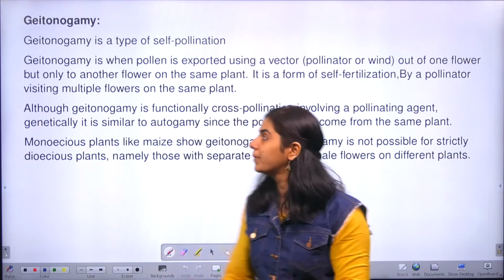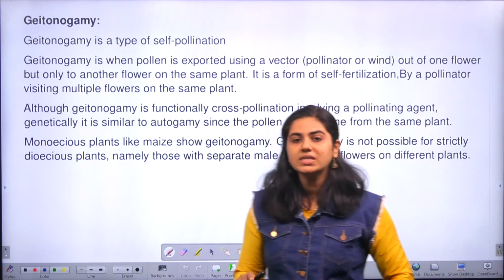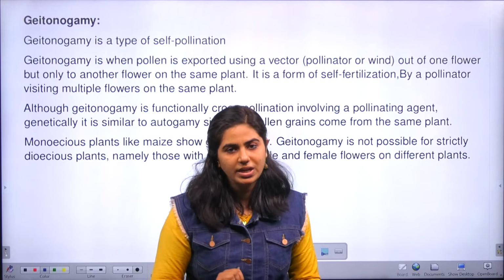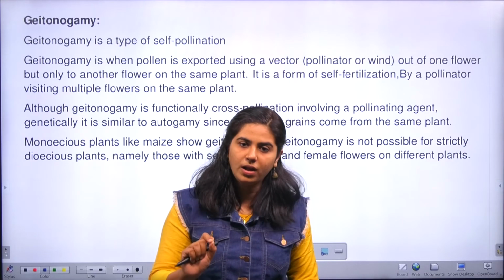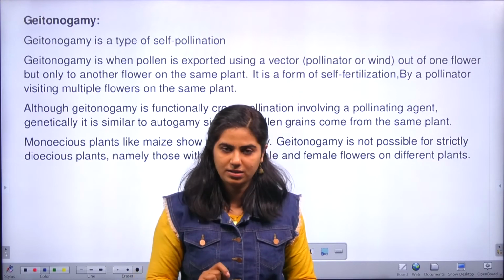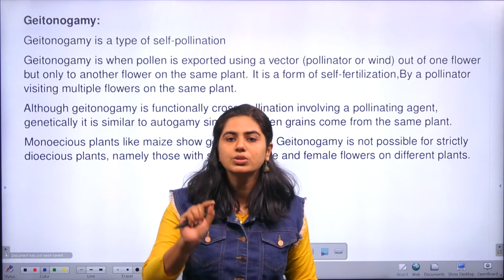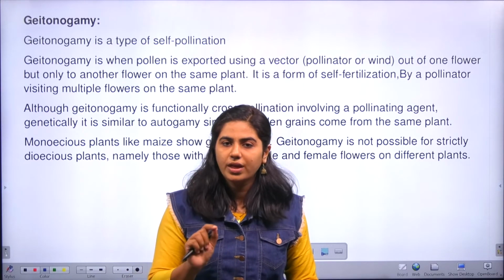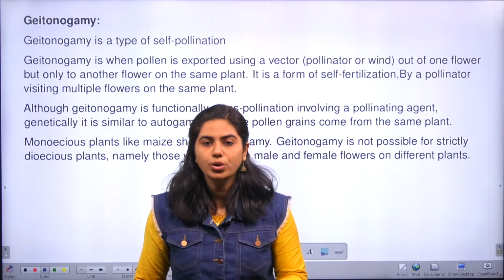What is Geitonogamy? Geitonogamy is a type of self-pollination, or we can say that it's a type of cross-pollination, but ultimately there won't be any genetic difference because the pollen grains from a flower goes to the stigma of another flower of the same plant. Okay, the pollen grain from a flower goes to the stigma of another flower of the same plant. So in total, there won't be any genetic difference. So it is also a type of autogamy.